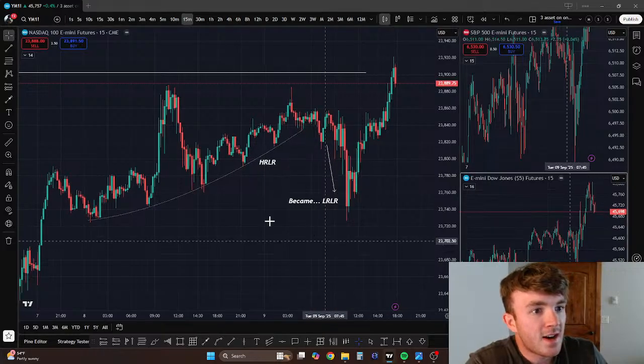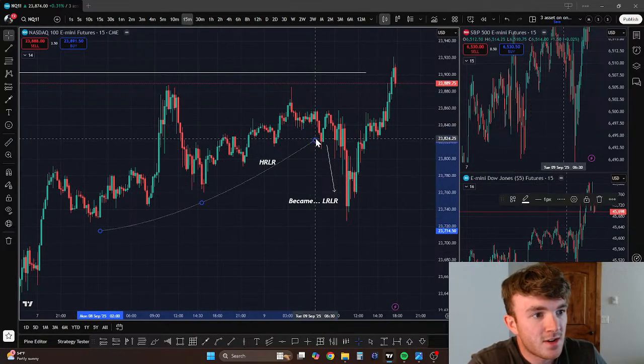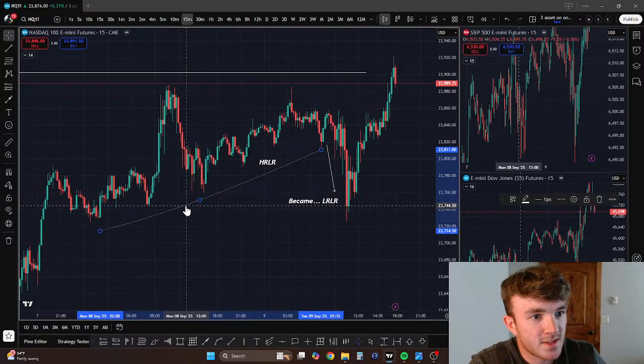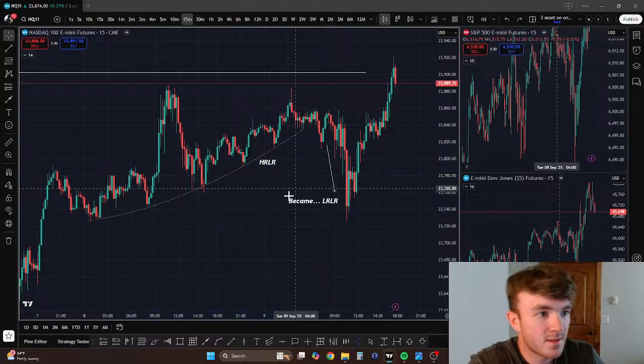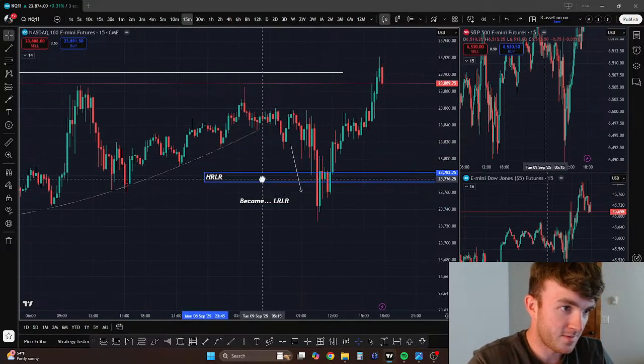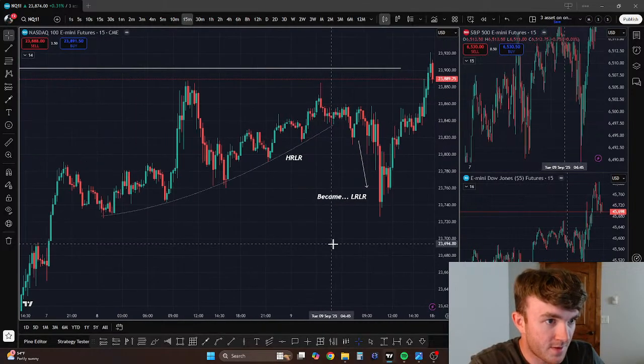I honestly thought that this low was going to be part of the high resistance liquidity, and that ended up turning out to be wrong. We did actually break this low. So let's go ahead and screenshot this.